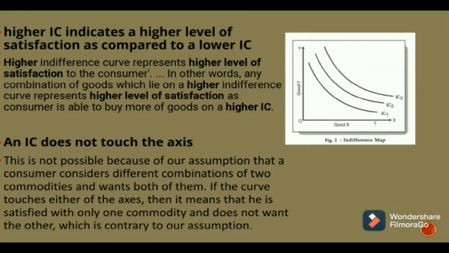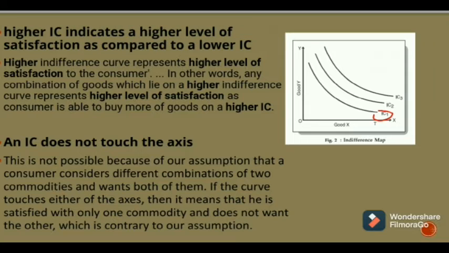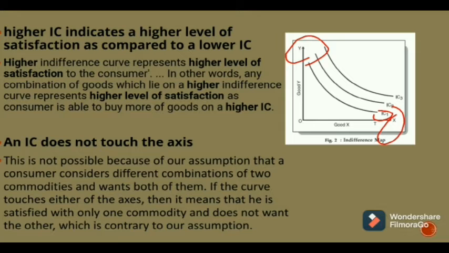So you can see in the graph, first of all, that a higher IC gives a higher level of satisfaction. IC3 is the higher IC and gives a higher level of satisfaction, and IC1 is the lower IC, which gives a lower level of satisfaction. And you can also see that they are not touching the axis, neither the x-axis nor the y-axis. So both the properties can be easily understood with this diagram.